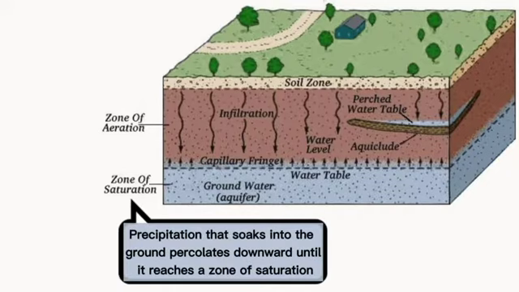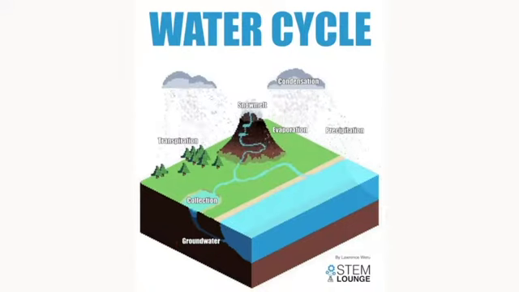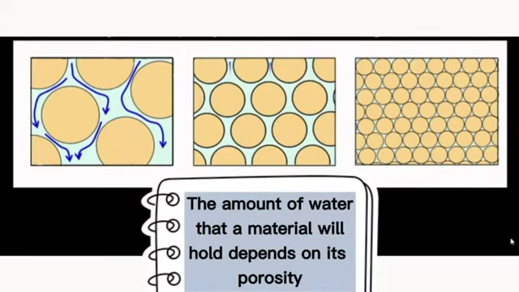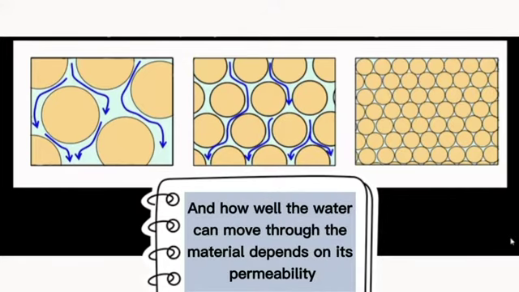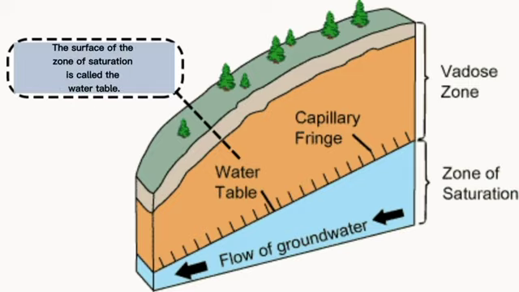Precipitation that soaks into the ground percolates downward until it reaches a zone of saturation. Water from the saturated zone is called groundwater. The amount of water that a material will hold depends on its porosity, and how well the water can move through the material depends on its permeability. The surface of the zone of saturation is called the water table.